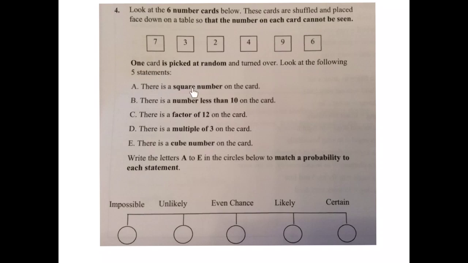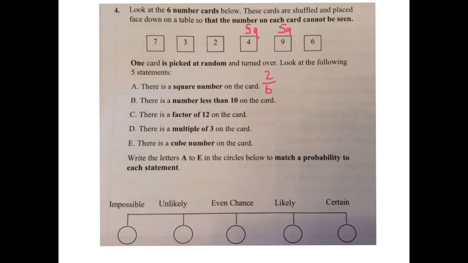A. There is a square number on the card. Well, there are 6 cards. And a square number is a number that's been multiplied by itself. So 4 is a squared number because it's 2 times 2. 9 is a square number because it's 3 times 3. And that's it. So we have 2 squared numbers out of the 6.